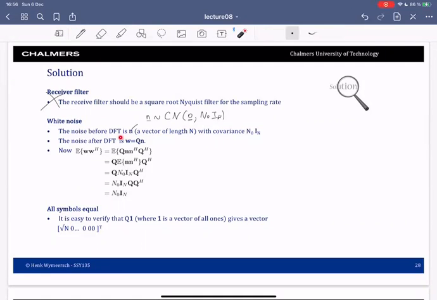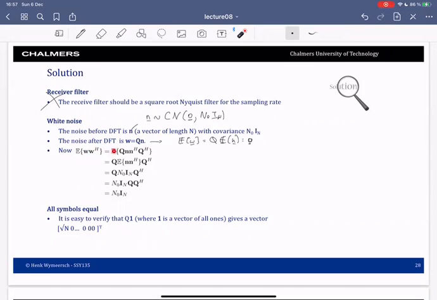The noise after the DFT is given by w = Q times n, so that's another vector of length n. Now the mean, the expectation of w, is Q times the expectation of n. So this is 0, so the noise is still zero mean. So now we can look at the covariance.